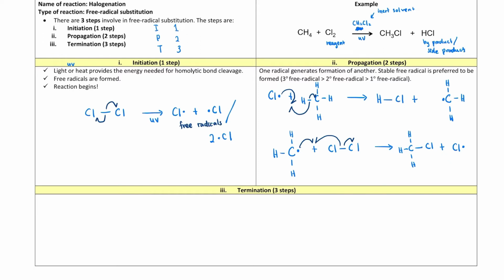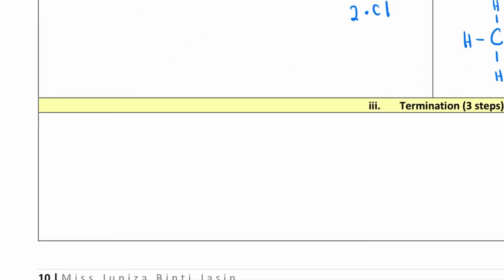Okay, termination step ada 3 step. Termination step is the step where we will react free radical and free radical, to produce yang normal balik. Okay, so that mean semua possible free radical akan react with each other dekat termination step. Okay, so let us go for the simplest one, which is Cl radical. So Cl radical might react with another Cl radical to form chlorine molecule balik.